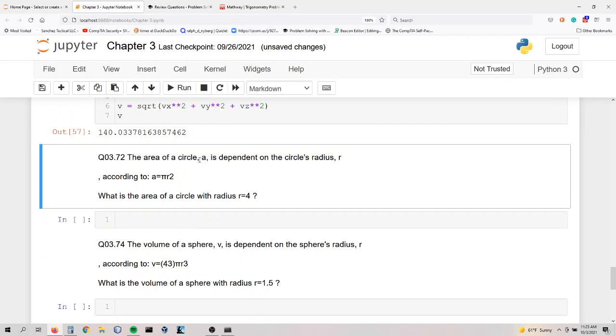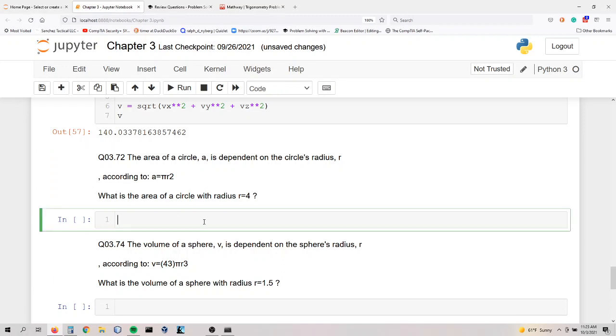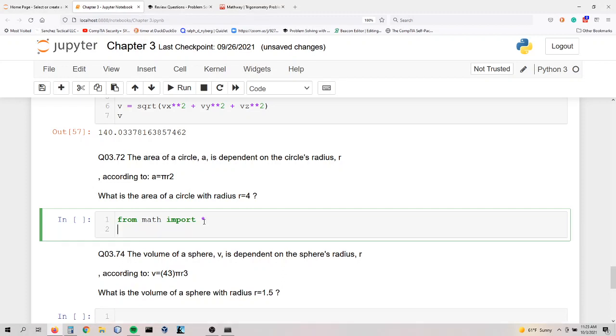Alrighty, so the area of a circle A is dependent on the circle's radius according to area is equal to pi r squared. What is the area of a circle with the radius equal to r? So we do need pi, so we'll have to import math again. Import star, I'm just going to say.